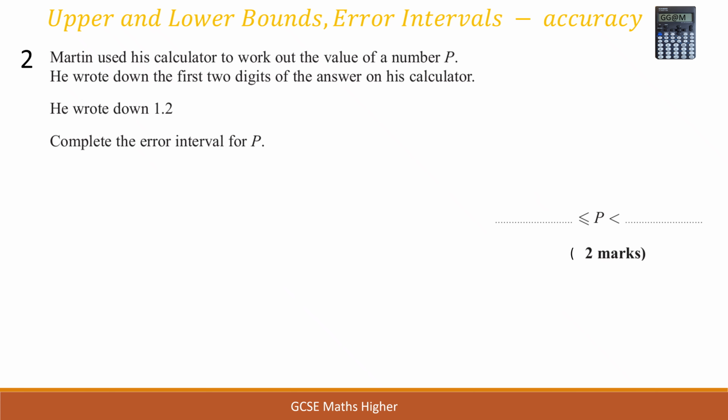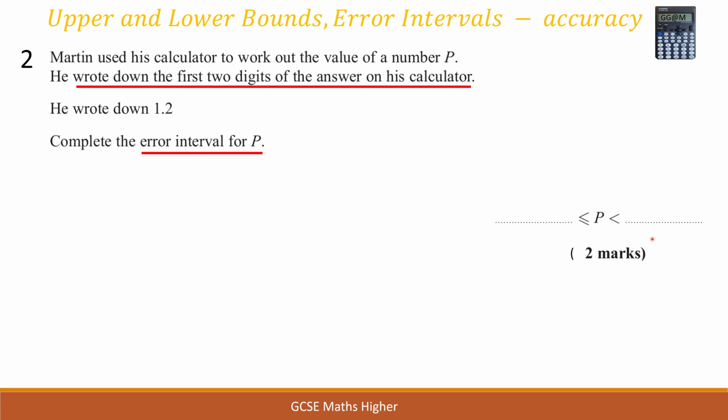So question 2 is another bounds question. The keywords in this question, and in the exam you can highlight these in the question: he wrote down the first 2 digits of the answer on his calculator, and the number he wrote down was 1.2, and you've got to complete the error interval for P. Again, write your answer in here. So press pause, have a go at working out the answer, and then press play, ready to hear the mark scheme.